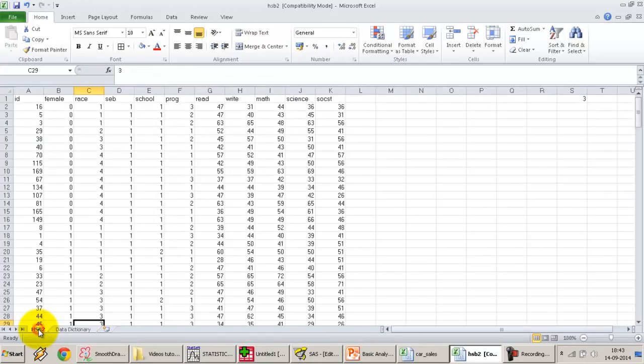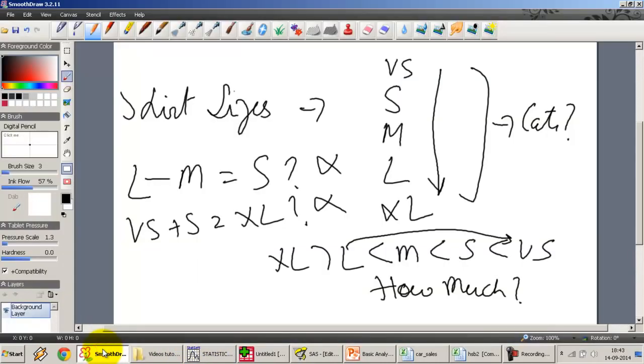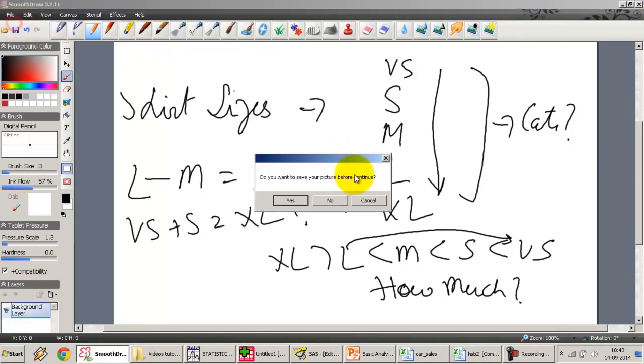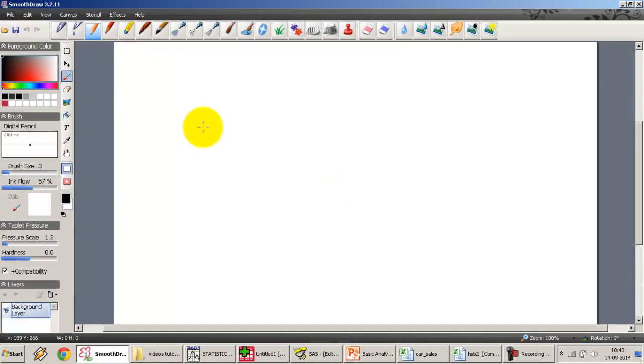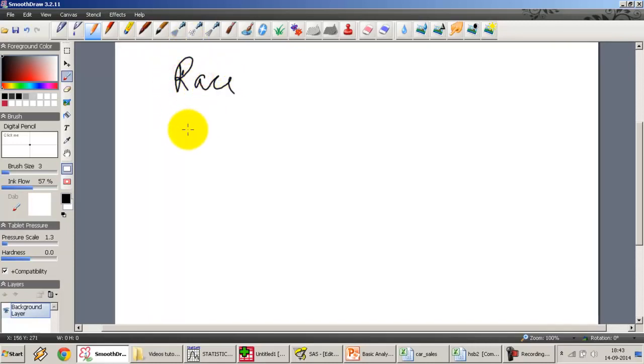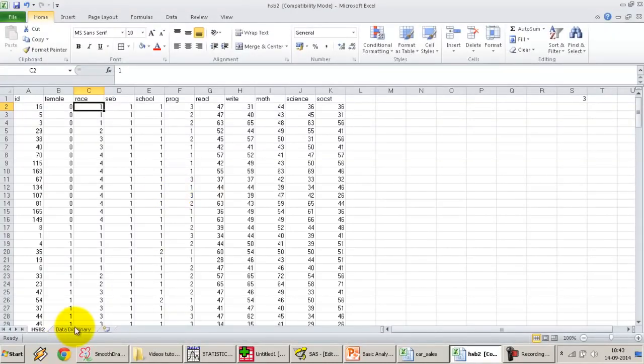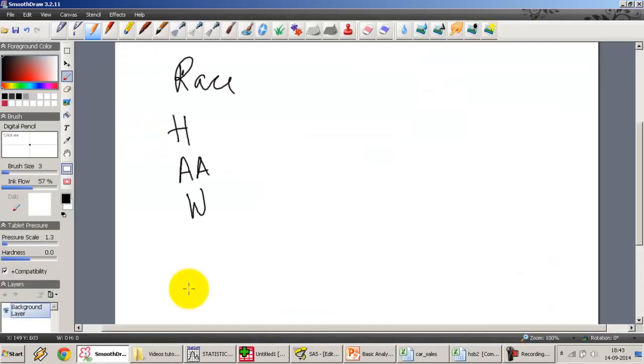Now, another point which I wanted to make about categoric variables is the concept of recodes. If I recode a categoric variable with a number, does it actually change its type? For example, in this data set we've got race, and we've got Hispanics, African Americans, whites, and Asians, right? Now this is a categoric variable very clearly, right?